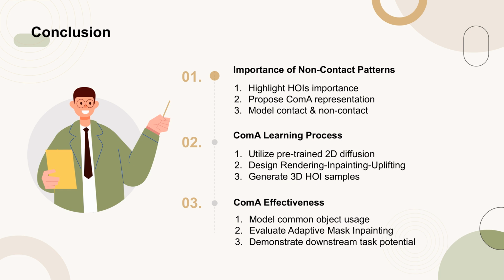The results indicate that ComA effectively models the common usage of objects in terms of contact, orientation, and spatial relations. Additionally, the authors propose adaptive mask in-painting, which allows for the insertion of humans without damaging the original image, and evaluate its effectiveness both qualitatively and quantitatively. The authors anticipate that ComA will serve as prior knowledge for various downstream tasks, demonstrating its potential through a human optimization framework and the possibility of transfer to various objects within the same category.